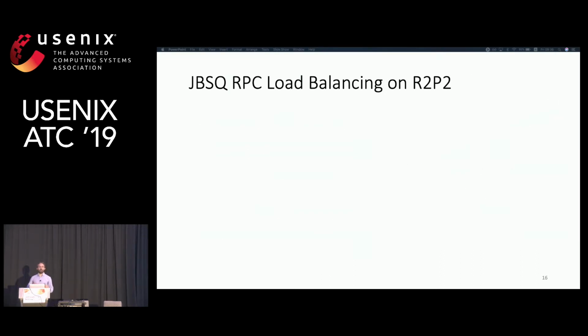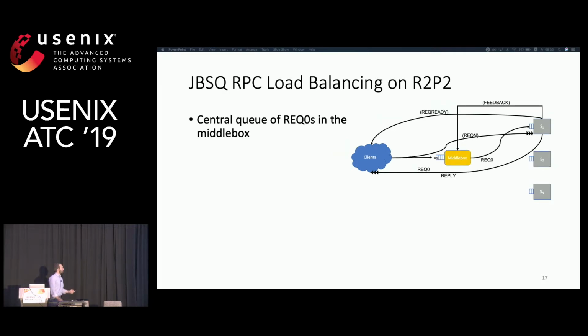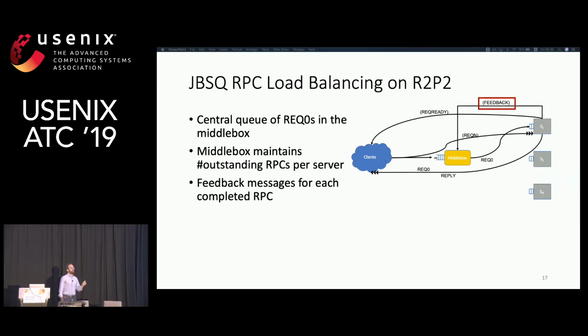So now let's see how we can implement JBSQ on top of R2P2. And for that, we will bring back the packet exchange that we saw before. So we put the central queue at the middle box where the REQRDY messages get queued up, and we have bounded queues, one per server. The middle box maintains the number of outstanding RPCs per server, and then we use the feedback messages from the servers to the middle box to signal the termination of each RPC.